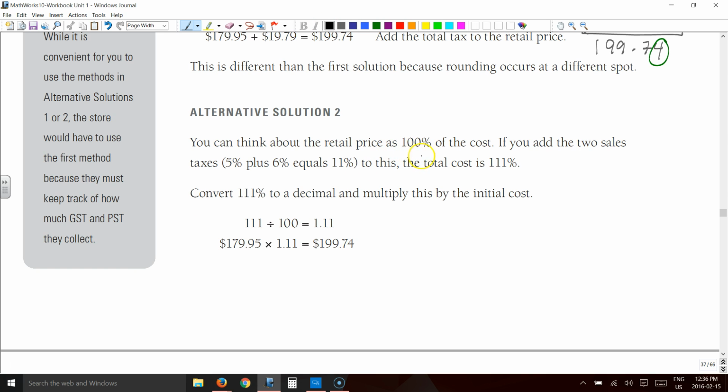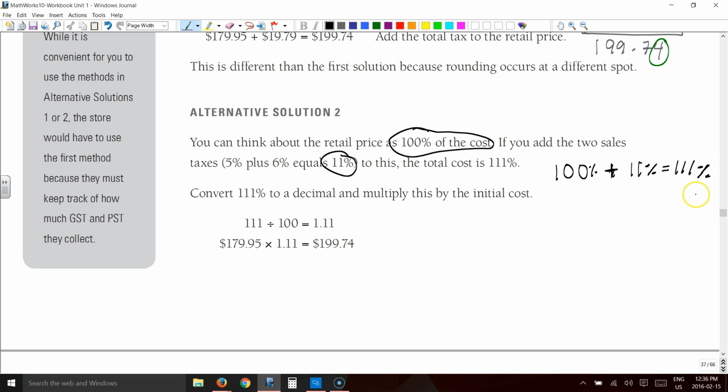They're basically saying here that if the retail price is $179.95, it's 100% of the cost, and then you have 11% in taxes. So if you're going to pay 100% of the ticket price on the price tag, and you're also going to pay an additional 11% of the price that's on the tag, in total, you're going to pay 111% of the price you see on the sticker.